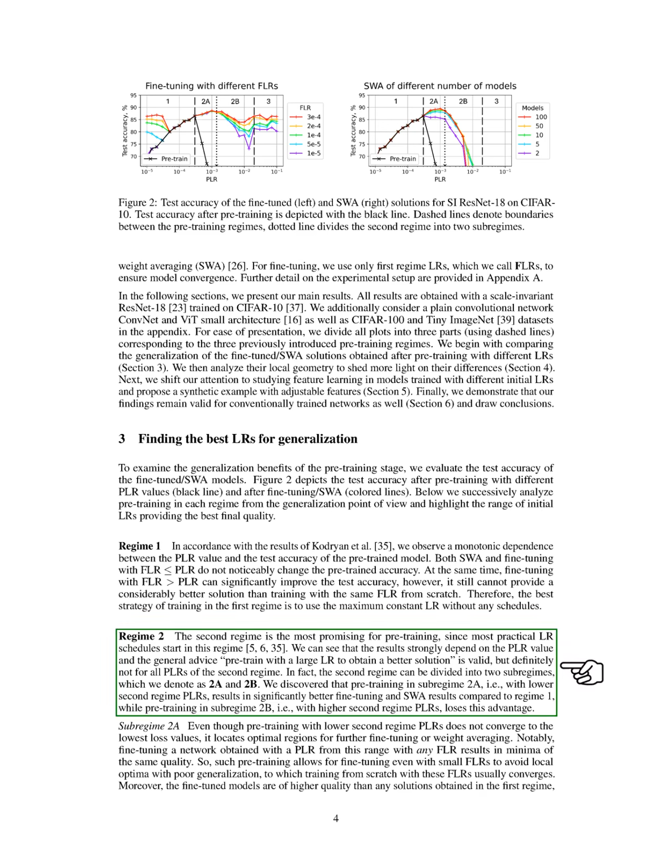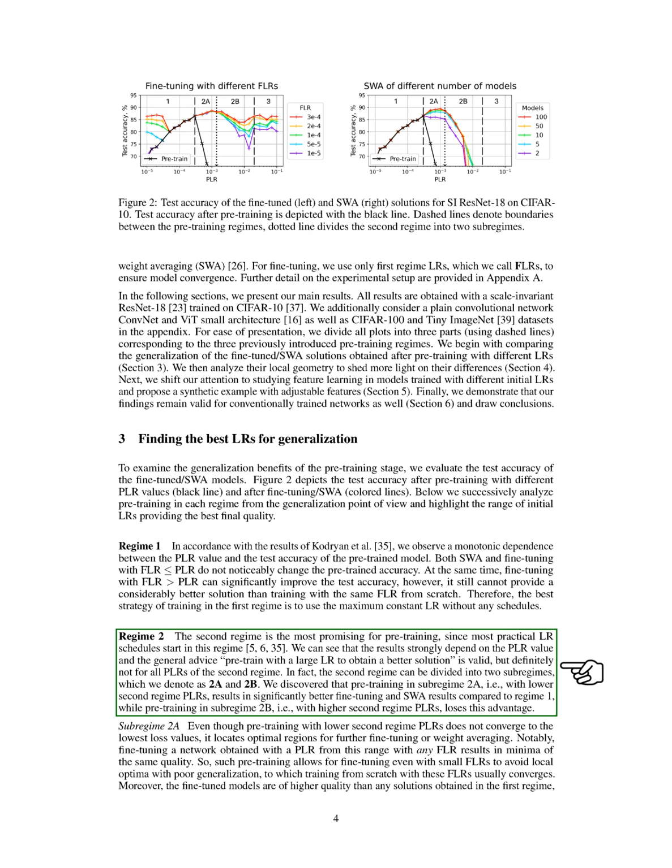Section Regime 2. In this section, we explore Regime 2, which is the most effective for pre-training, as most practical learning rate, LR, schedules begin here. We observe that the results are highly influenced by the pre-training learning rate, PLR, value. The general guideline of using a large LR for better solutions holds true, but not for all PLRs in this regime. We can further divide Regime 2 into 2 subregimes, 2A and 2B.